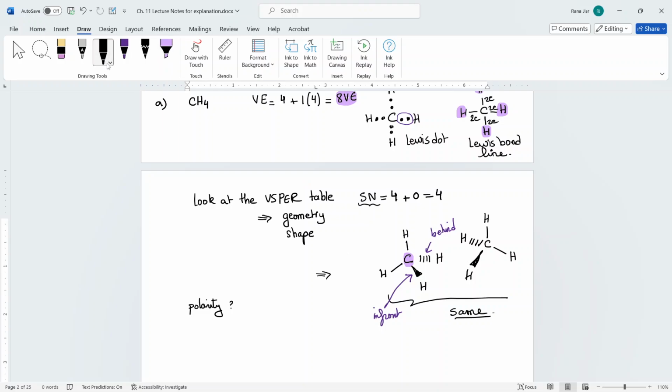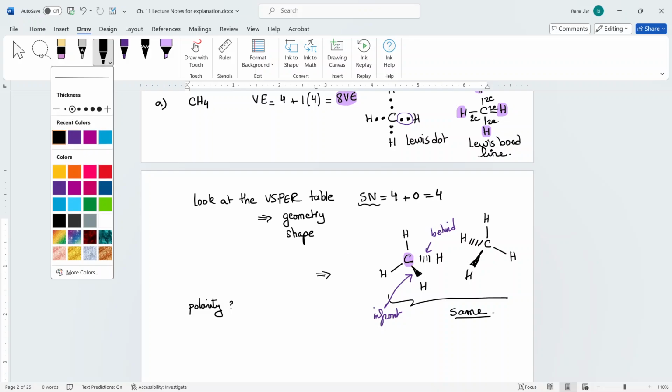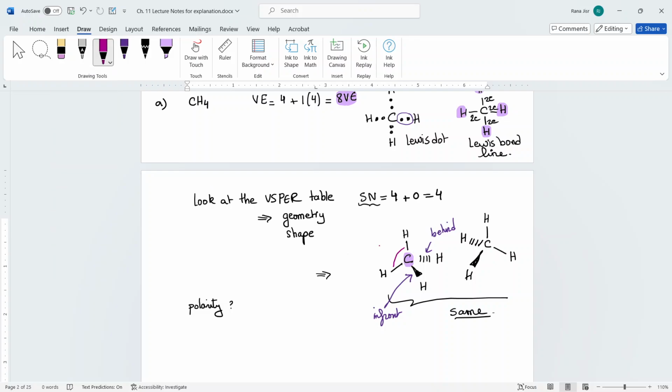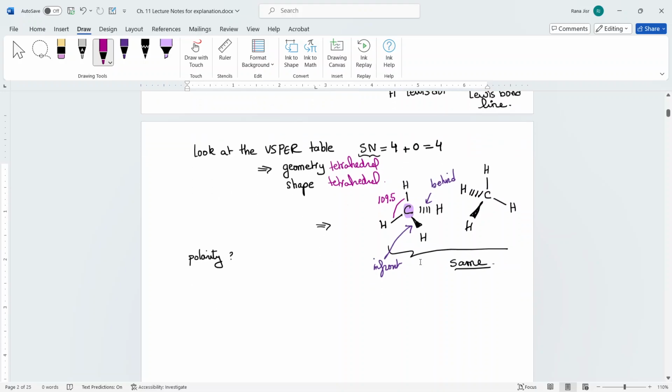The bond angle, normally you measure it between the lines that are in plane. So here I do have 2 lines that are in plane, so the bond angle is 109.5, and this is for the tetrahedral structure. By looking at the VSEPR table, the geometry is going to be tetrahedral, and the shape is going to be tetrahedral as well.